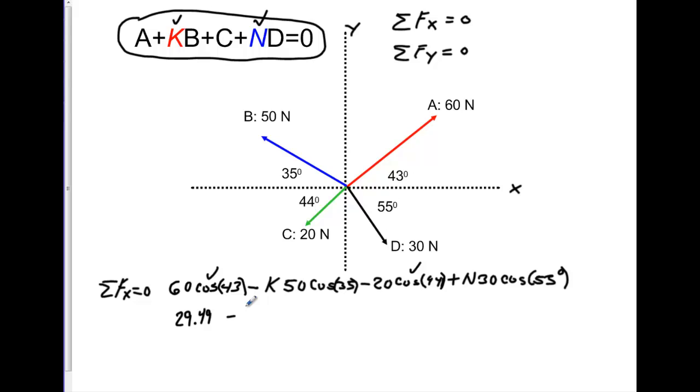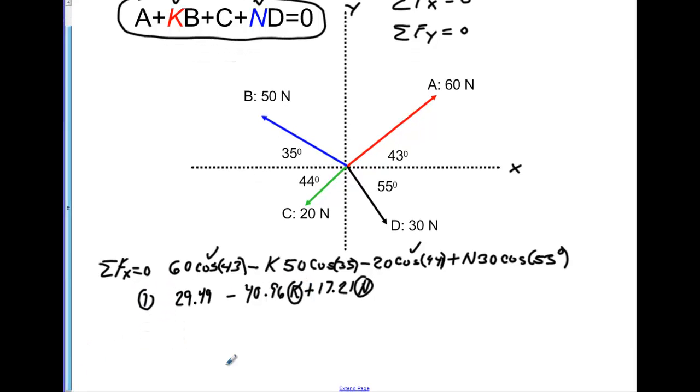So that gives me minus 40.96K. And then we're going to go ahead and do this part right here. 30 times the cosine of 55 gives me 17.21 times N. Okay, so again, here are my two unknowns. We still don't know them. And this will be my equation number 1.